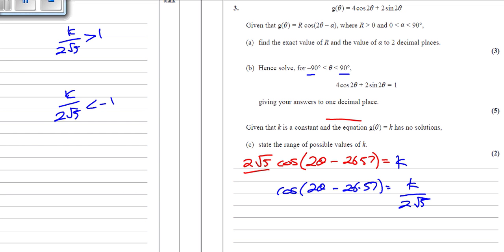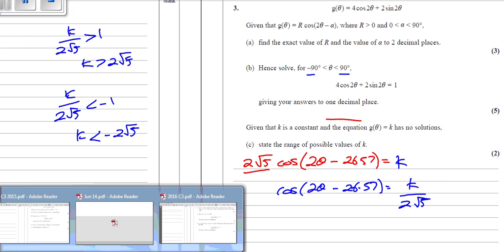We can't do the inverse cos of anything beyond 1 or minus 1, because that's what the cos graph goes up and down to. So if we rearrange that, k is greater than 2 root 5 or k is less than minus 2 root 5. And those are the range of possible values of k, which means that we can't get any solutions.